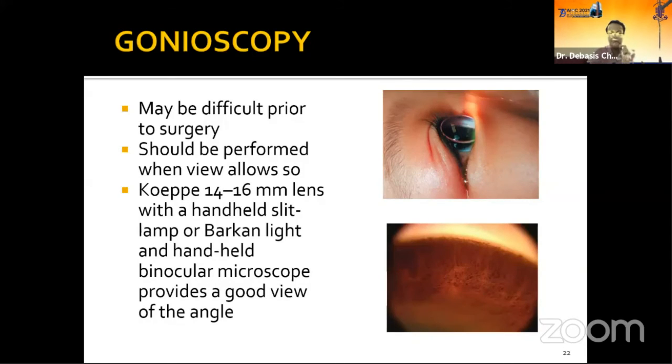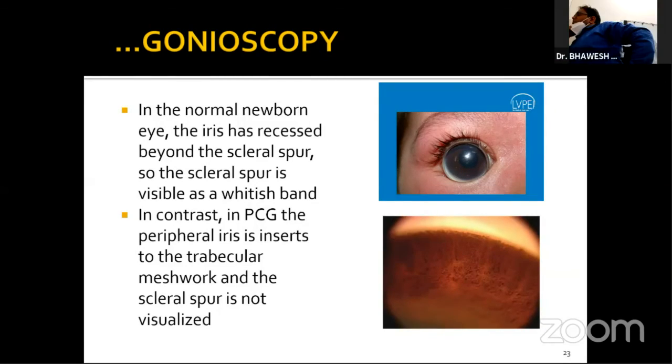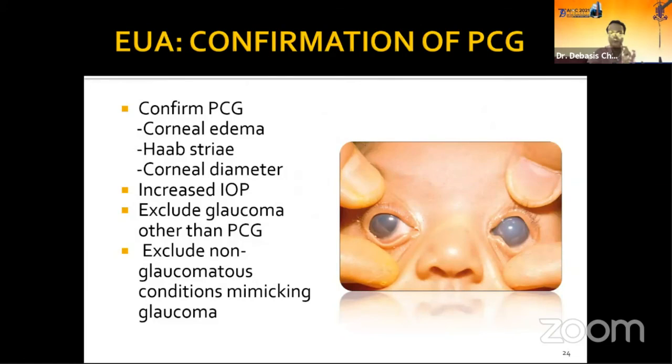Gonioscopy may be difficult prior to surgery. It should be performed whenever the view allows us. So it can be done by the gonioscope, like the Koeppe lens. And what are the characteristic findings in primary congenital glaucoma? In the normal newborn eye, the iris has recessed beyond the scleral spur, so the scleral spur is visible as a whitish band. Whereas in contrast, in primary congenital glaucoma, the peripheral iris inserts into the trabecular meshwork and the scleral spur is not visualized.